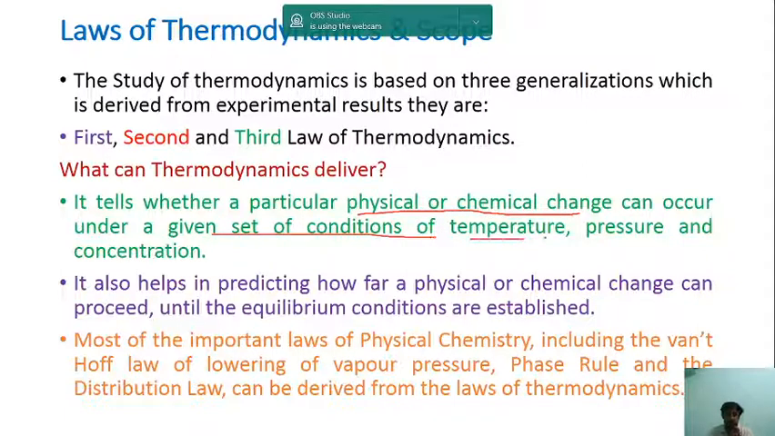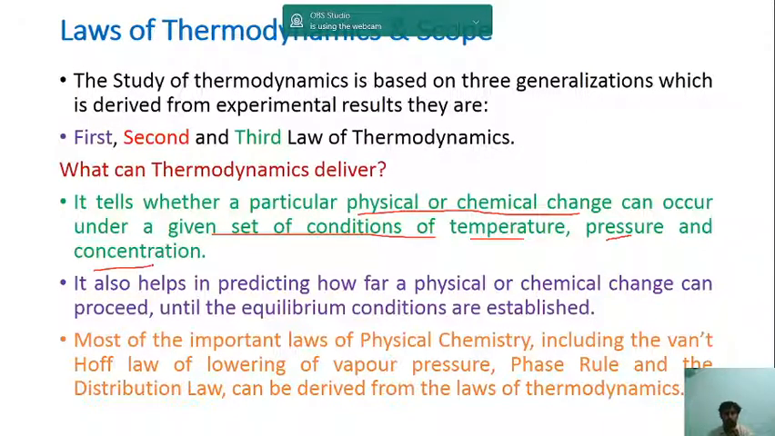For example, temperature, pressure, and concentration: if they are varied, what kind of physical or chemical change will come. It also helps in predicting how far a physical or chemical change can proceed. When the lowering of energy can take place, the chemical reaction ends or a physical change ends, so that it establishes an equilibrium condition. So that is the second one.